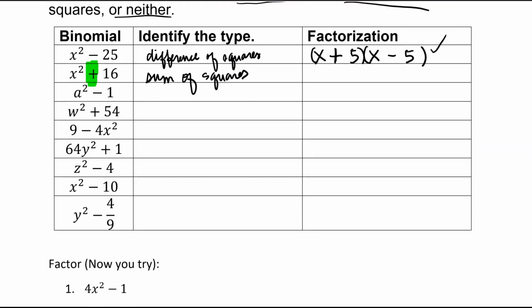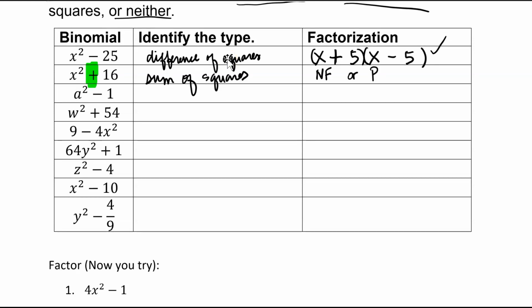Now, I notice sometimes in WebAssign, they'll say put NF. What do you think that stands for? Not factorable, non-factorable. And sometimes I see in WebAssign that the instructions say to type the word prime. Because there are no factors of x squared plus 16 other than x squared plus 16 and 1. So that means it's a prime polynomial. You can't factor it.